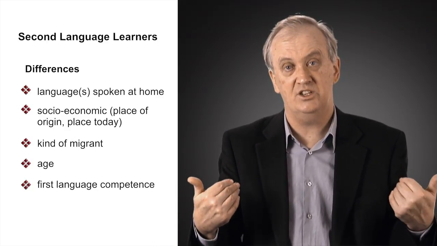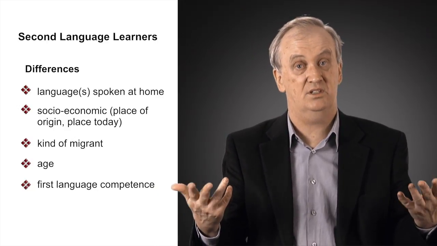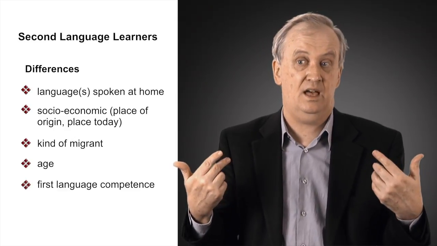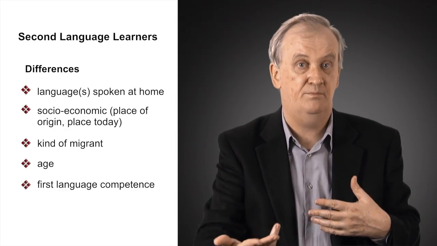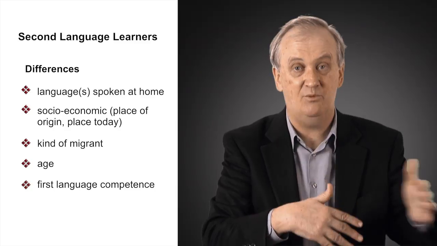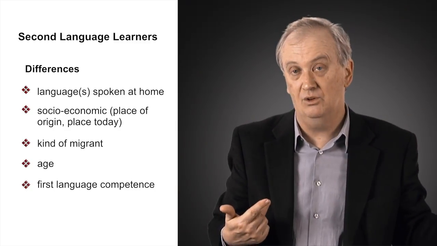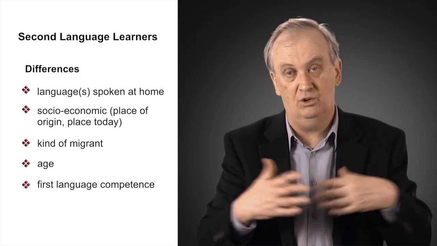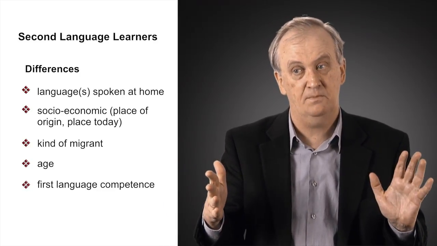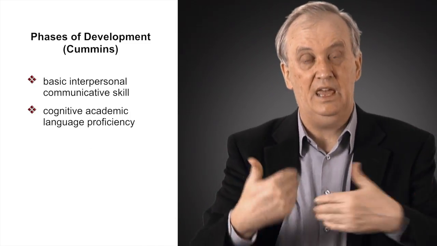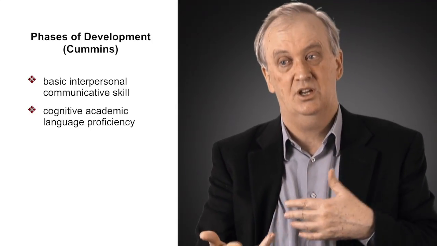And also there's this question of first language competence. So it may well be that the person's actual ability level in the first language is very variable. They might have done incredibly well at school. They might not have had much schooling at all. So these are all the variables that have to be taken into account. What are the phases of development in moving into a second language, into a new language?